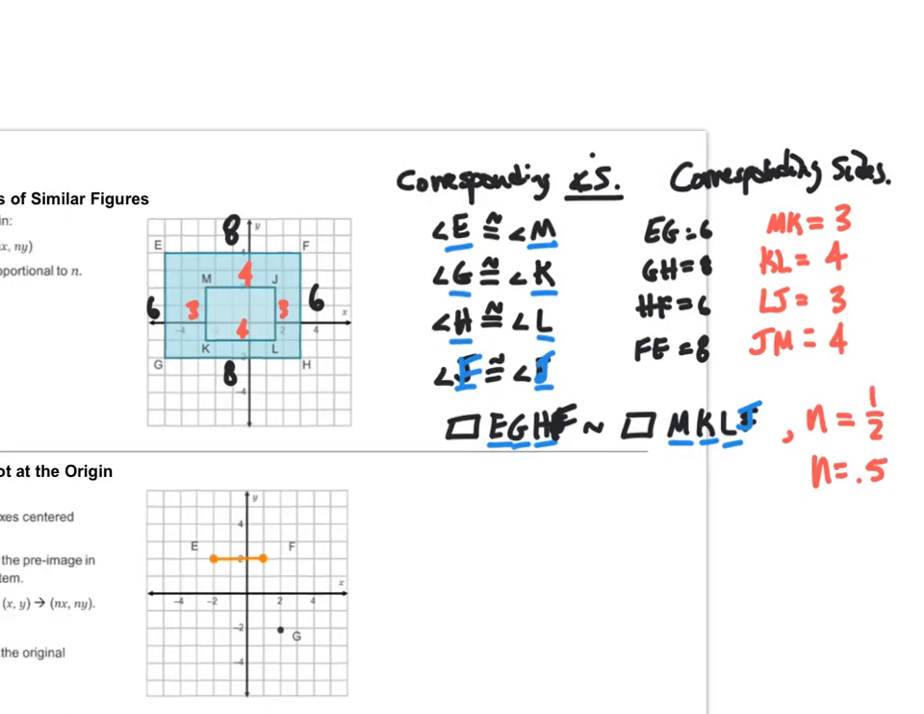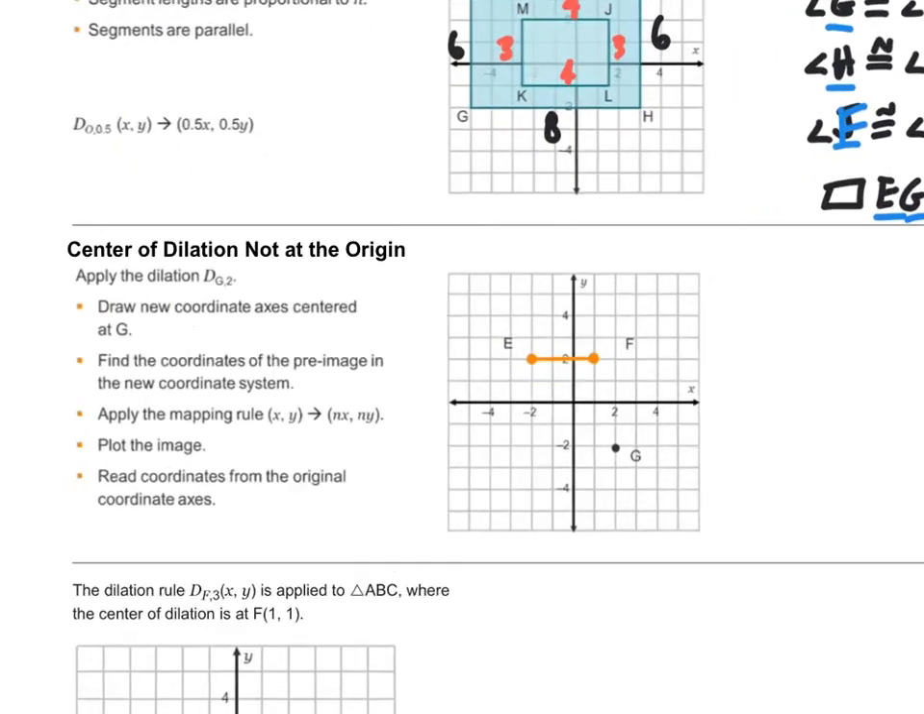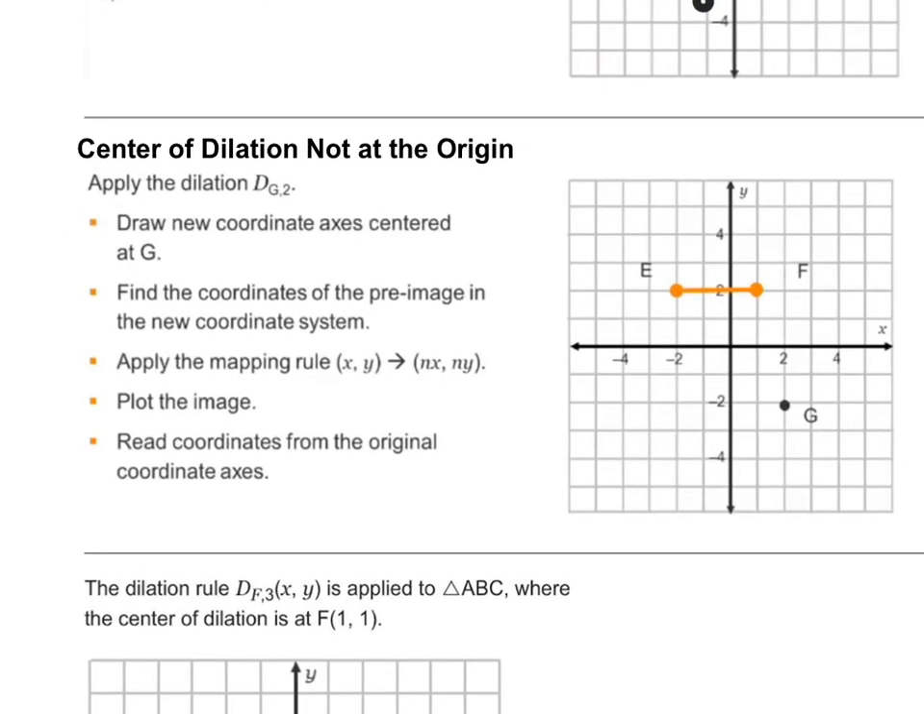So, let's go on. Let's talk about center of a dilation that is not at the origin. On this one, we have our original segment, which is EF, and it's dilated about point G, and that's not at the origin. This is our center of dilation, and what I want to do is increase this by a factor of 2. Now we have some things that help us figure out what this is, and what I want to do is draw new coordinate axes centered at point G.